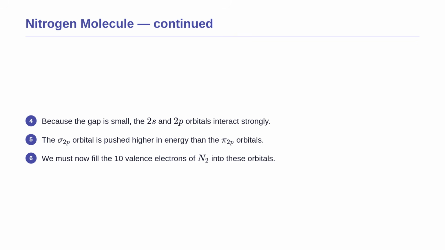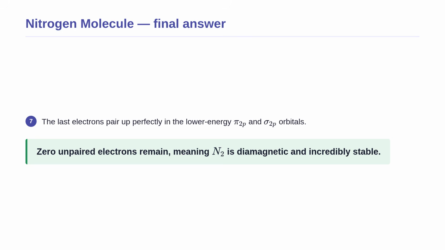Now, we simply fill the 10 valence electrons of the nitrogen molecule into these newly arranged molecular orbitals, starting from the bottom. Let us look at the final result of filling those electrons. As we distribute the 10 valence electrons, the last ones pair up perfectly in the lower energy pi 2p and sigma 2p orbitals. This leaves us with exactly 0 unpaired electrons.